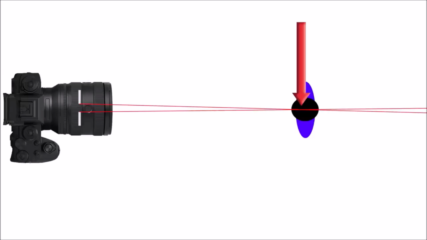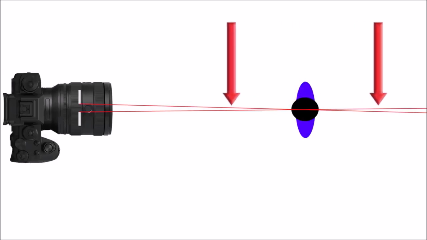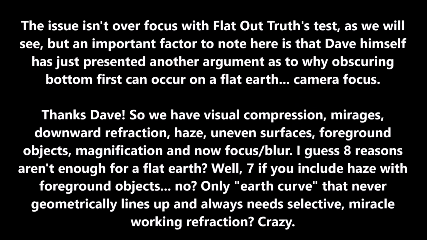If you were to take lines from either side of the lens's iris opening and have them cross each other on the subject, that is the point where the lens is focusing on and thus is perfectly in focus. As those lines get further apart, things get more out of focus. The issue isn't over focus with Flat Out Truth's test, as we will see, but an important factor to note here is that Dave himself has just presented another argument as to why obscuring bottom first can occur on a flat Earth. Camera focus. Thanks, Dave.